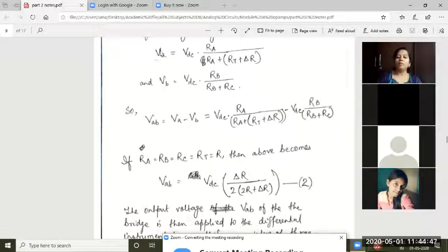Now I am interested in finding the differential voltage VAB, which is VA minus VB. I know the value of VA, I know the value of VB, so you just substitute both values to find VAB. When you do this, as I told you, most of the times we use the condition that RA, RB, RC are all chosen equal to the base value of RT. And how do I get the base value of RT? I fix the parameter at room temperature.